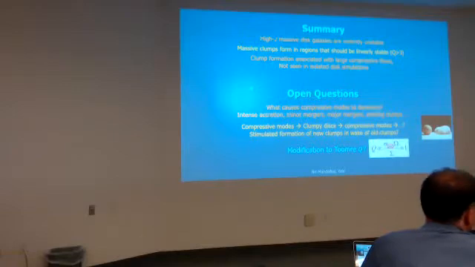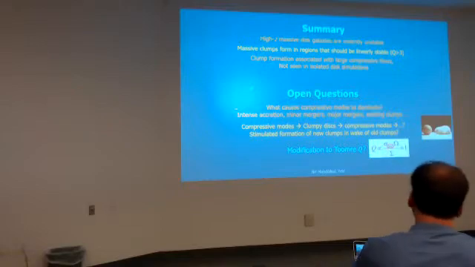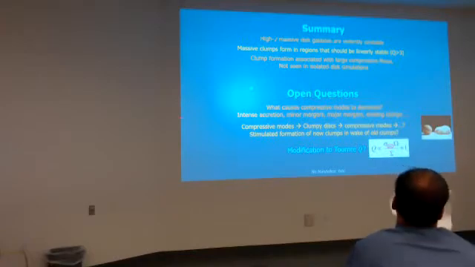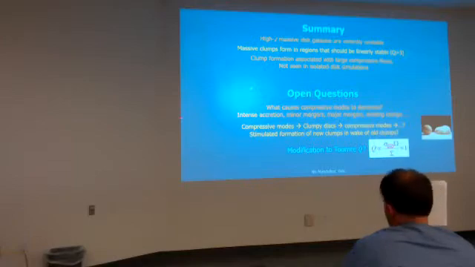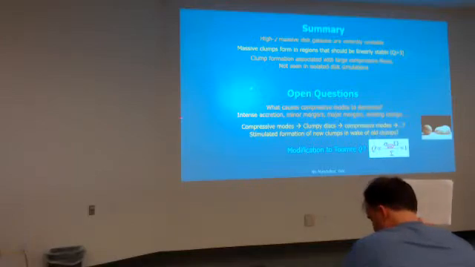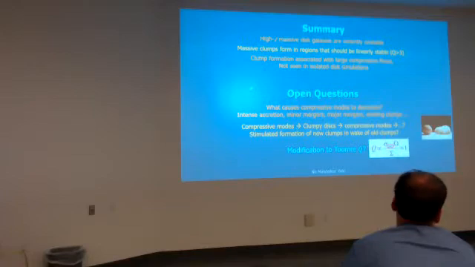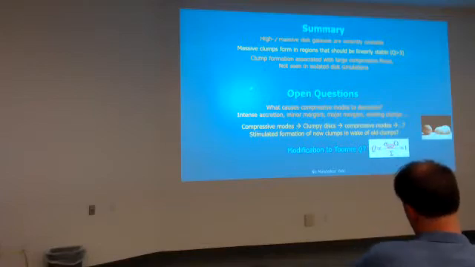Now, the open questions, which we're still working to really complete the discussion, is what exactly causes compressive modes to dominate. Is it the intense accretion that we talked about? Is it minor mergers? Is it major mergers? Is it clumps that are there in the disk that induce compressive motions in their wake? Do compressive modes lead to clumpy disks? Or do clumpy disks lead to compressive modes? What's the chicken? What's the egg? Do we have stimulated formation of new clumps in the wake of clumps that are there?